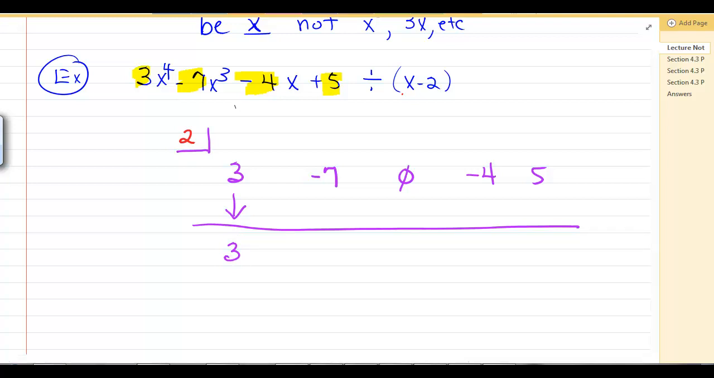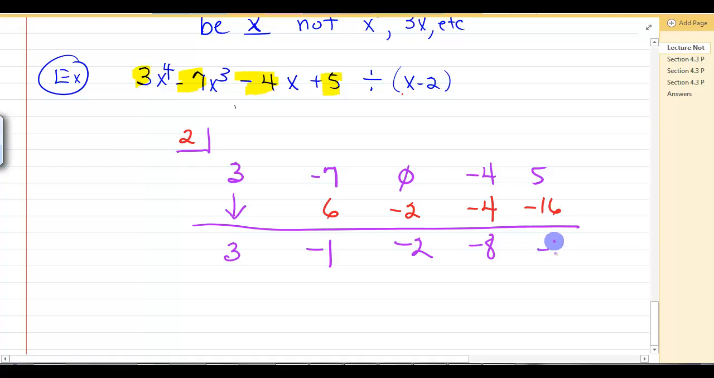Then we multiply. 3 times 2 is 6. We put it here. Go ahead and do this adding. Negative 7 plus 6 is a negative 1. Repeat that process. Negative 1 times 2, negative 2. Add, get negative 2. Negative 2 times 2, negative 4. Add, you get negative 8. Negative 8 times 2, negative 16. Add, and you get negative 11.